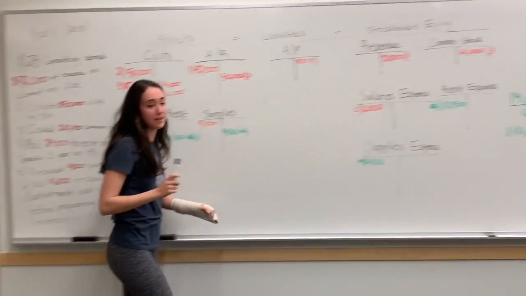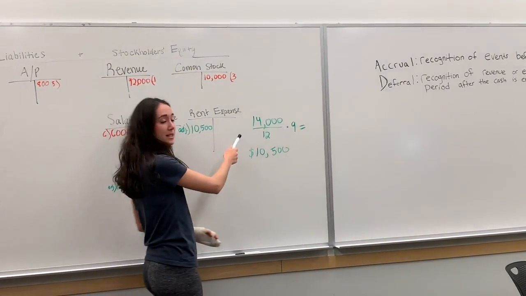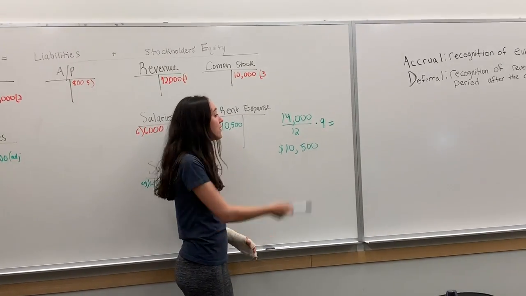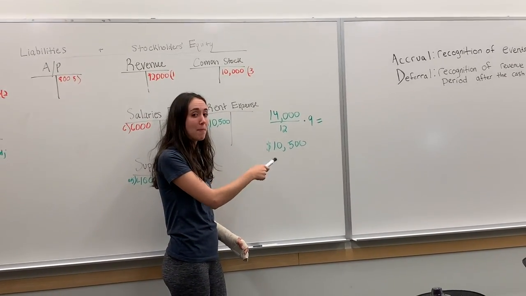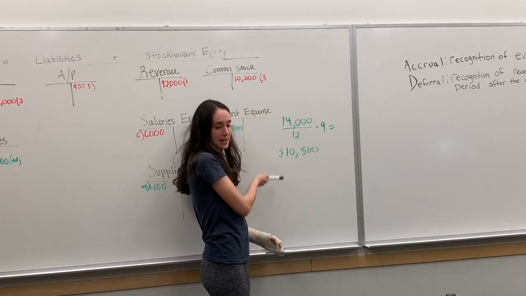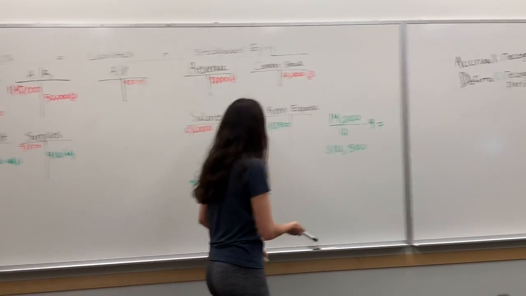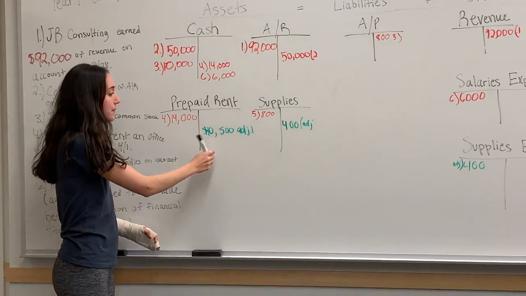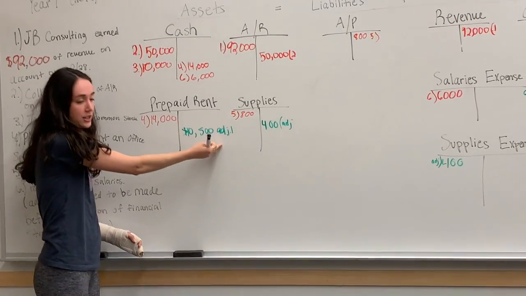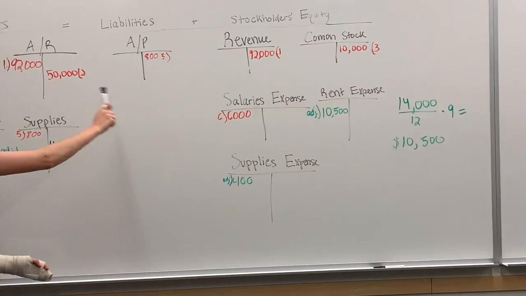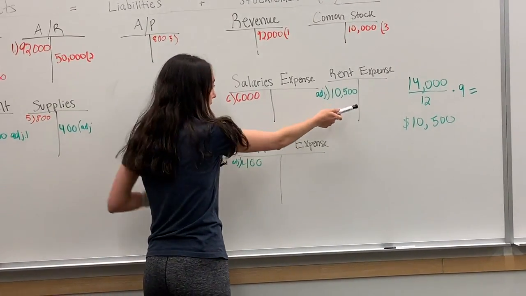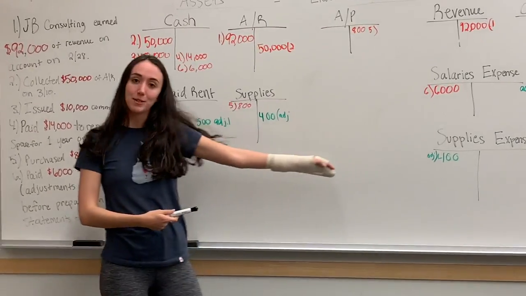So if you go over here, we did the calculations. So you do $14,000, which is the amount you paid, divided by 12 months in a year. And then you're going to multiply that by 9, which is the amount that you've used it for. Here, you get $10,500. So first you're going to record it in your prepaid rent. So you're going to take that out, $10,500, your adjustment 1, and then you're going to expense it out in your rent expense, $10,500. So there, you're matching, you make your adjustment.